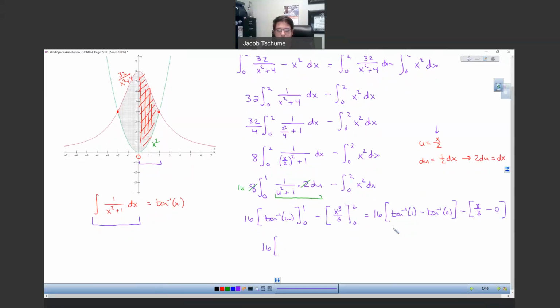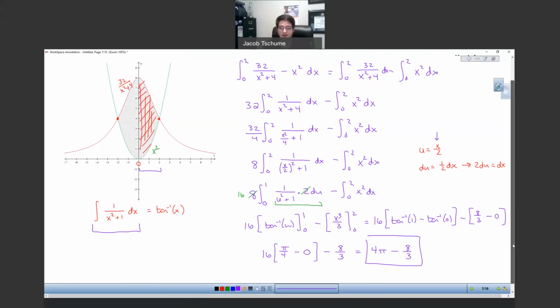So the inverse tangent of 1 is going to be pi over 4. All right, and then you're going to end up having minus the inverse tangent of 0, which is 0. And then you get a minus 8/3 on the end. And then you end up multiplying by 16 through, and that would end up giving you 4 pi minus 8/3. And that is the exact area in this problem.